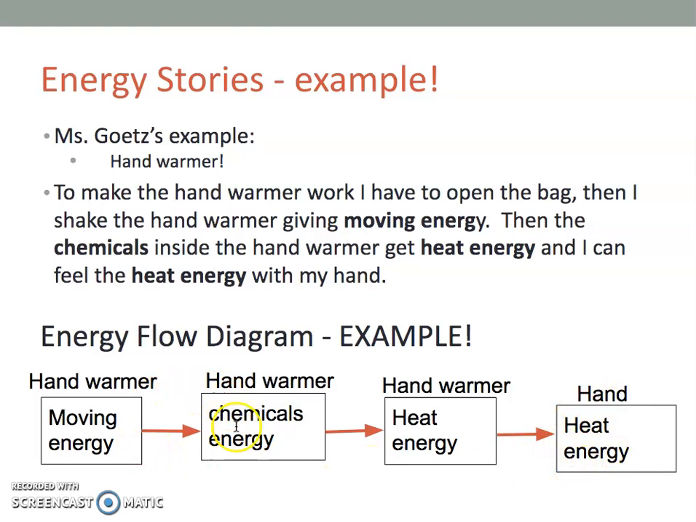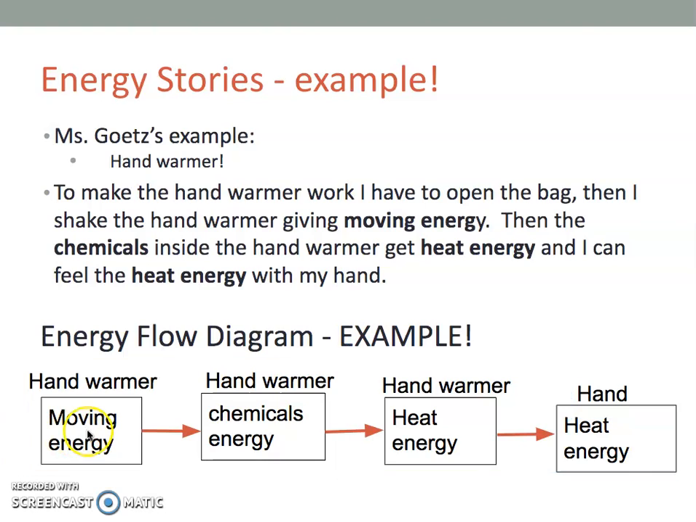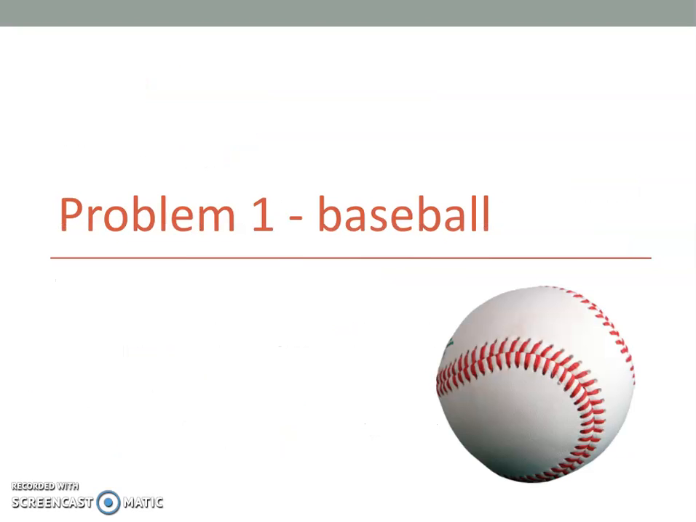So you can see that the energy flow diagram is showing what is happening in the story, but it's not including all of the surrounding detail words. It's just saying what objects are there? The hand warmer, the hand warmer, the hand warmer, then my hand. And then what different types of evidence of energy? We have moving energy, chemicals energy, heat energy, and more heat energy. So this is an example. You don't need to write this on your worksheet. This is just an example to kind of help you get the feel of this energy flow diagram thing. So let's go ahead and switch to looking at your worksheet.